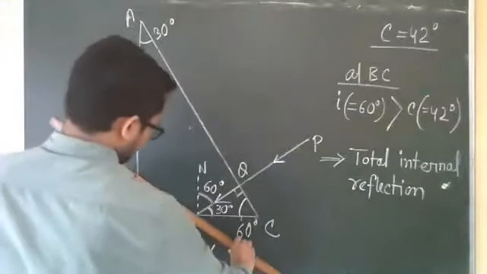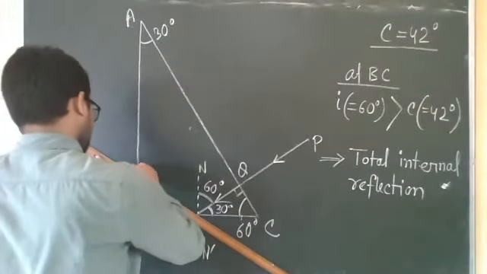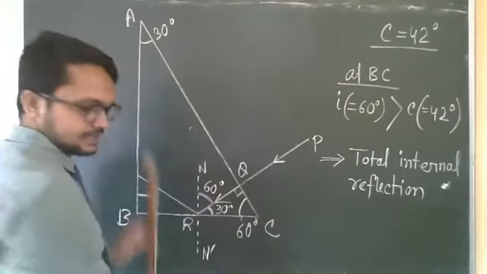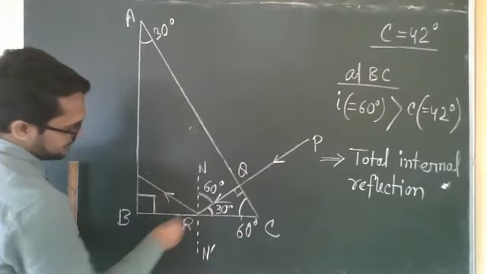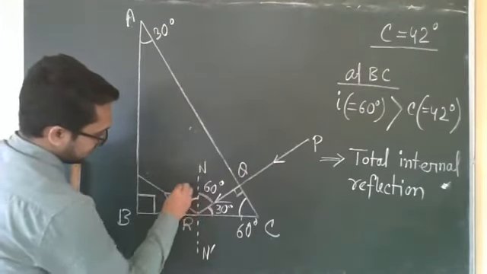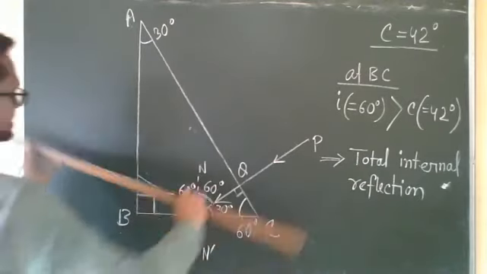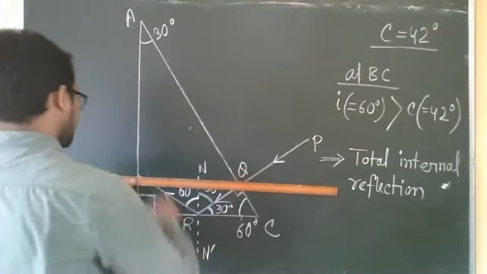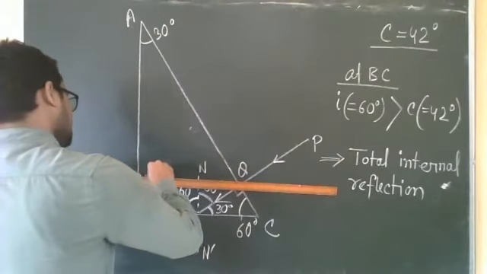So total internal reflection means, yes, like this. So this is the path. Now this angle is also 60 degrees. Now here at surface AB, again it is not along the normal, so we have to find the angle of incidence.